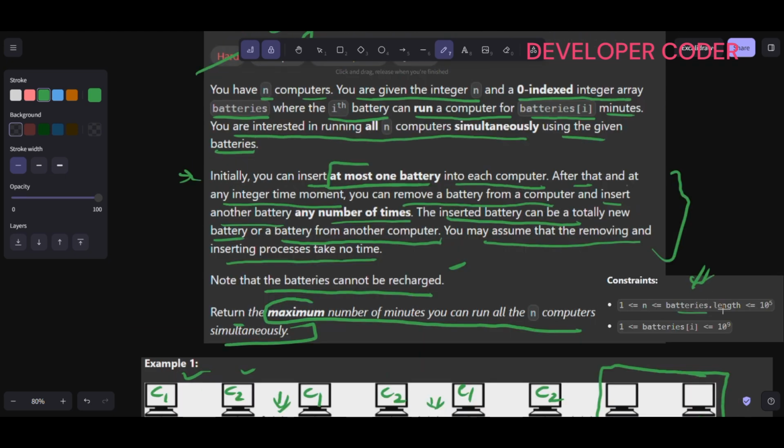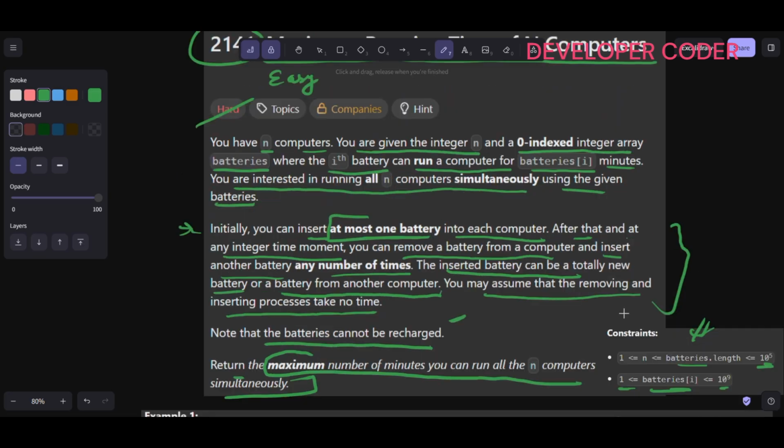So batteries.length is from 1 to 10 raised to power 5, and batteries[i] value is from 1 to 10 raised to power 9. All right. Okay. So here, if you notice, what are we doing?